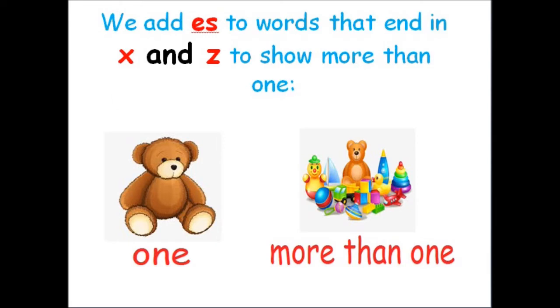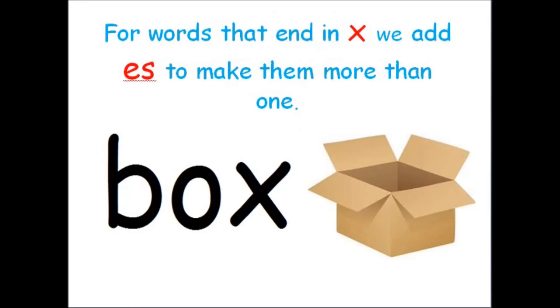Let's take some examples. Here we have box. And we are talking here about a word that ends in x. So how do we show more than one for a word that ends in x? Well, boys and girls, we see here we have just one box. But what if we had more than one? If we had to make the word box more than one, we would add es to the end of the word.